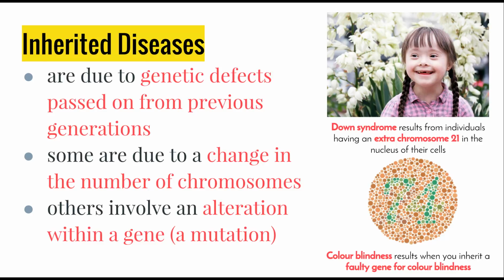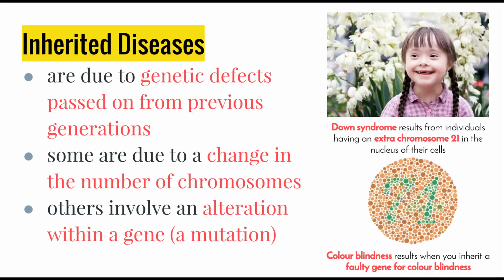These are those that are due to genetic defects and are passed from one generation to the next. Some of these, such as Down syndrome, are the result of a change in the number of chromosomes. Down syndrome individuals have an extra chromosome 21 in the nucleus of their cells, which is due to the process of meiosis not working properly when the sperm and the egg cells were created, so the chromosomes didn't split perfectly. Other inherited diseases can involve an alteration or a mutation within a gene.